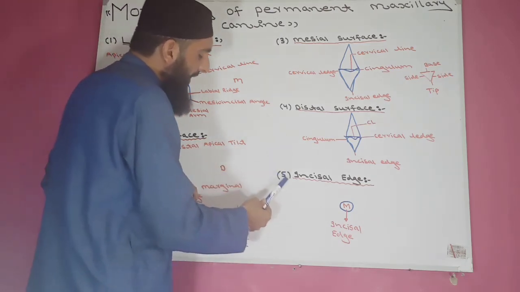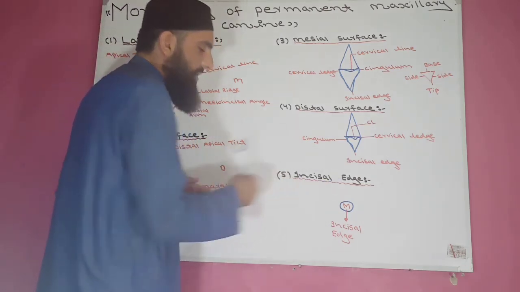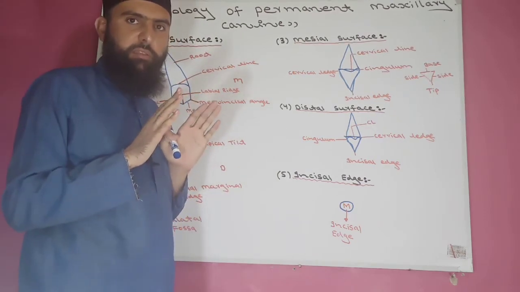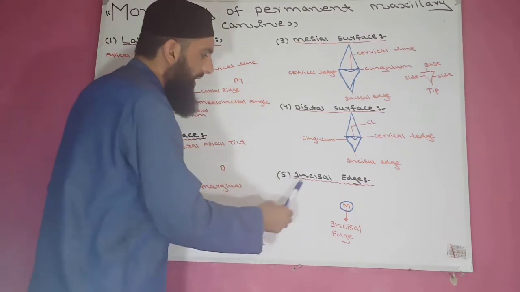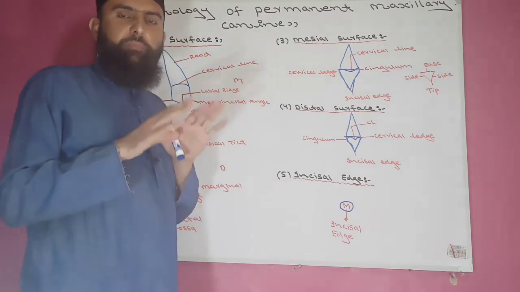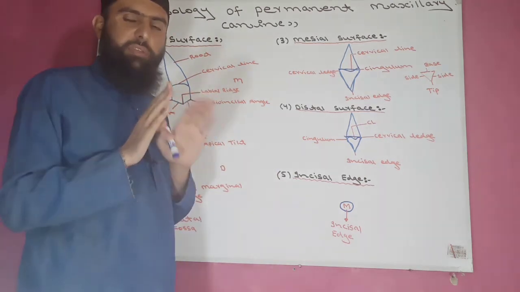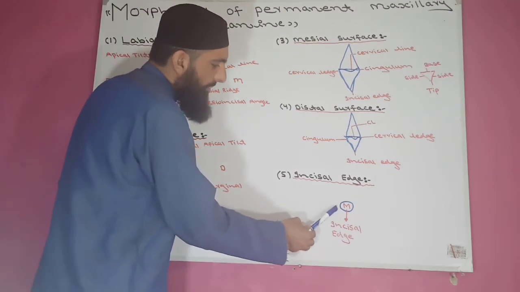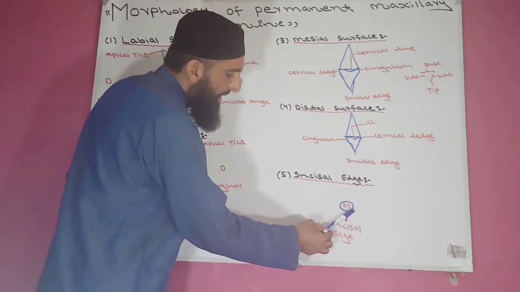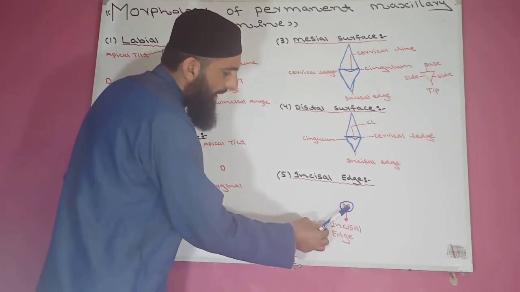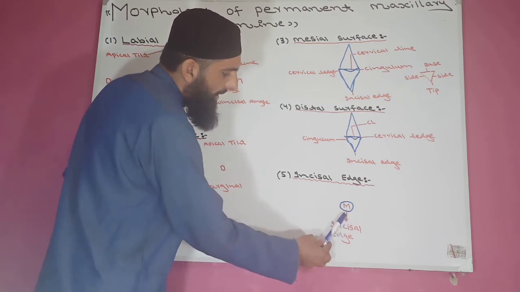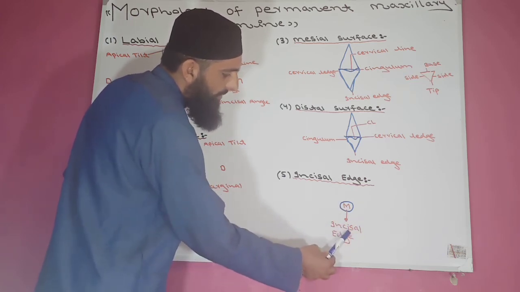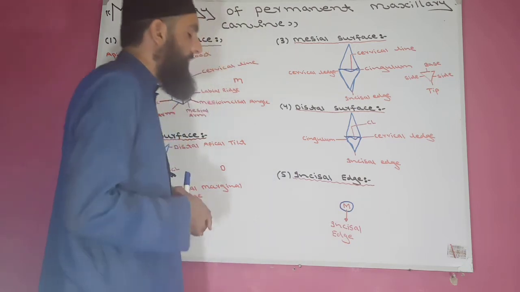Now come to the last, the incisal edge. After studying the four surfaces, now we come to the incisal edge. When we study the incisal edge, if we watch it from the palatal surface, there will be the mesial marginal ridge, distal marginal ridge, palatal ridge, and there will be the incisal edge.